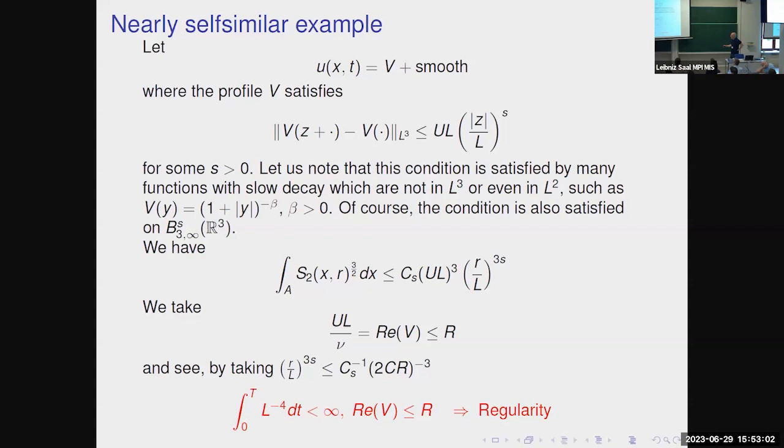So you assume a profile that has a finite Reynolds number at scale L, and then you discover this condition that L should go down to zero, not too violently. And it's the same condition as the Kolmogorov cutoff. So if you have these two conditions, that the scale doesn't go to zero too violently, and the Reynolds number at scale L is bounded by some number, then you are regular.